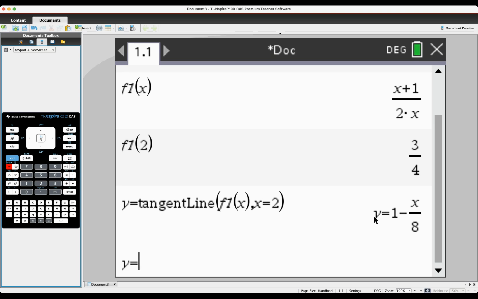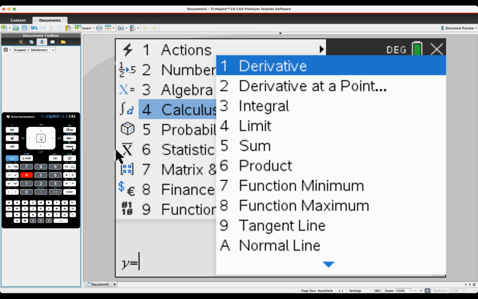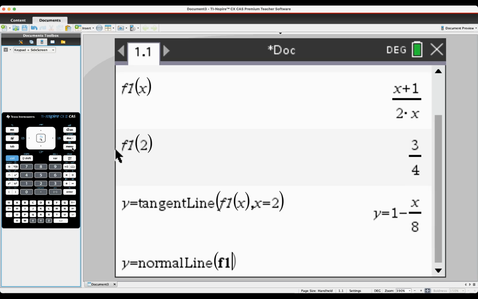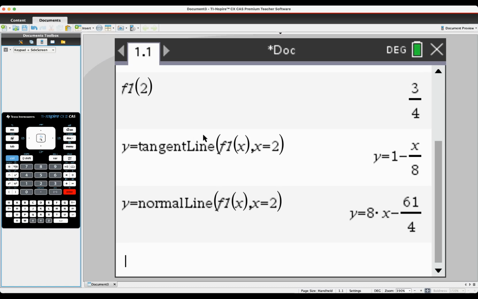We can also do y equals menu, 4 for calculus, A for normal line, and then do the same process again, x equals 2, and it will give me the normal, the one that's at right angles to it. So we can see it's y equals 8x minus 61 on 4. And again, just a quick visual check, negative 1/8 is the gradient of the tangent line, and 8, which is the negative reciprocal of negative 1/8, is the gradient of the normal line. So all of that works out.